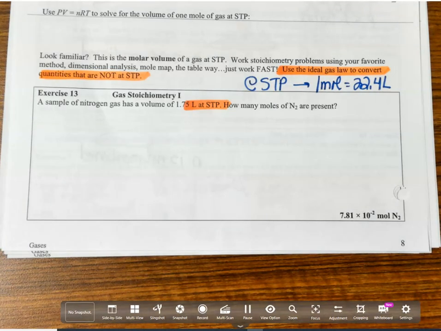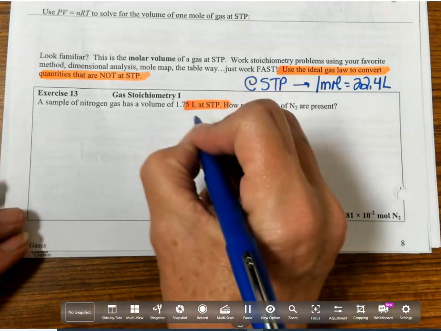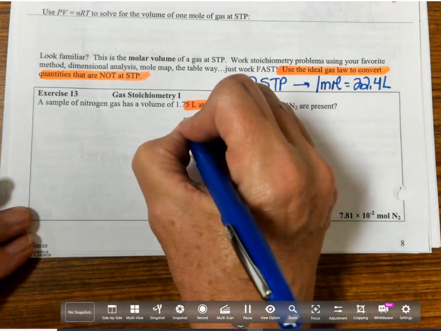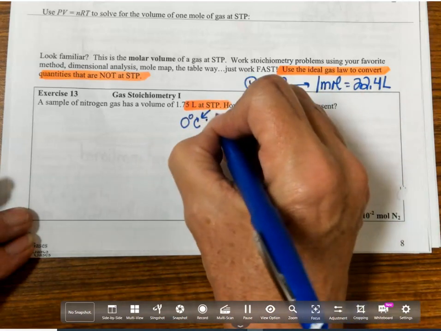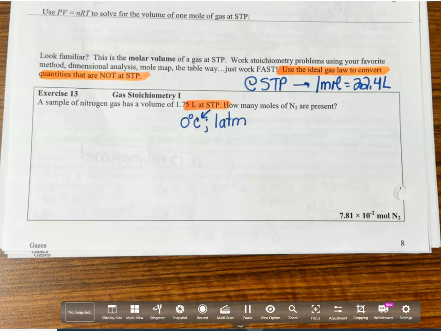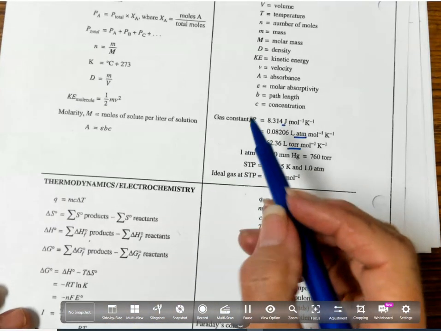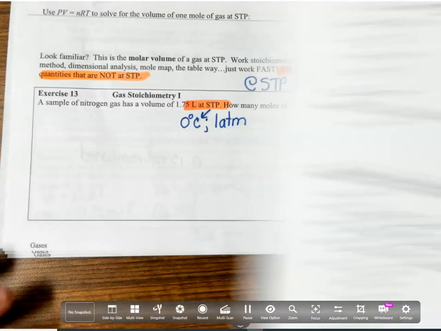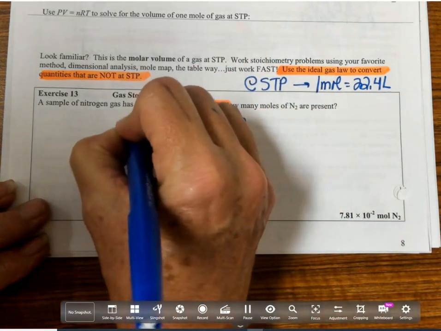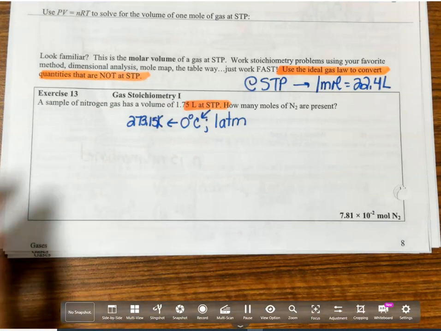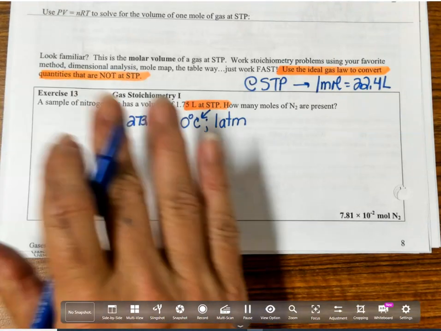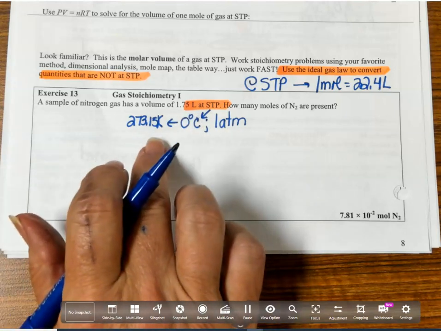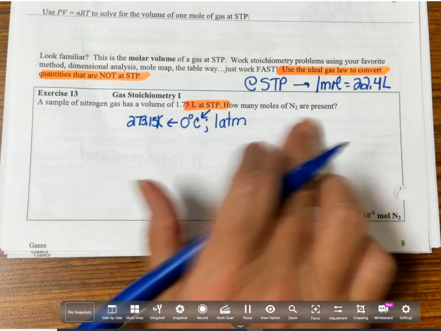So let's look at this problem. It says a sample of nitrogen gas has a volume of 1.75 liters at STP. How many moles of nitrogen are present? Now remember that STP has two pieces of information, 0 degrees C and 1 atmosphere. Actually, that is on your chart too, and it's given in Kelvin, so it's 273.15 Kelvin. That is data also. So you have this sample of nitrogen with a volume of 1.75 liters at 273 K and 1 atmosphere. How many moles are present?